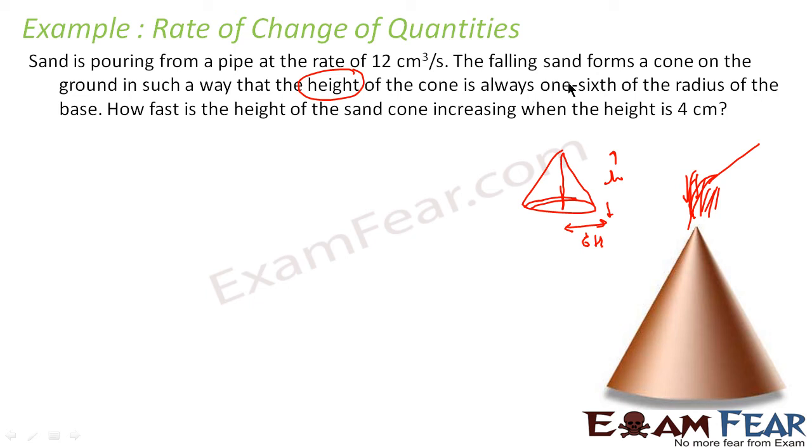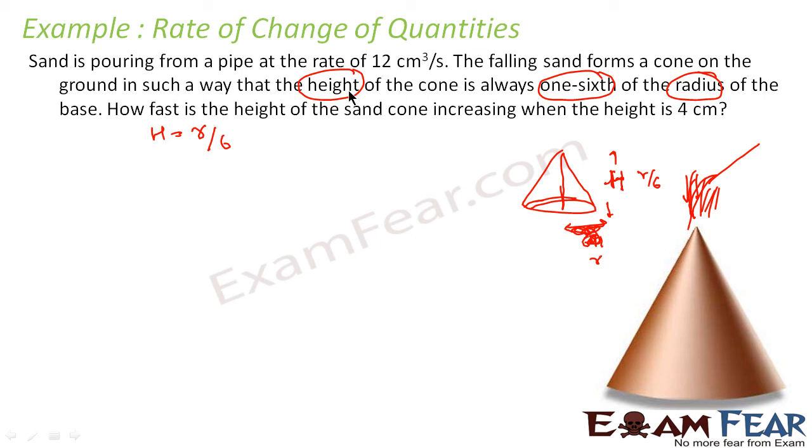See, the height of the cone is 1/6 of the radius, or you can assume it this way: if the radius is r, the height is r by 6, because height is nothing but 1/6 of radius. This is my height, and this is the radius. Now the question is, how fast is the height of the sand increasing?